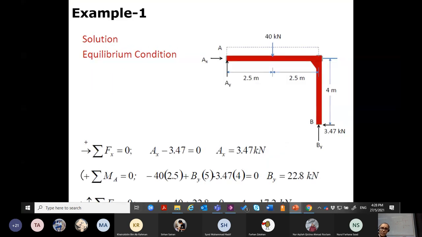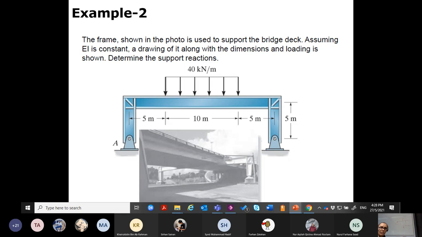Now there is another frame, another example before I go. The frame shown in the figure is used to support a bridge deck, right? Like this is a bridge, for example a steel bridge, you can consider. Assuming EI, the cross section and material, is constant, a drawing of it along with the dimensions and loading is shown, which is this.